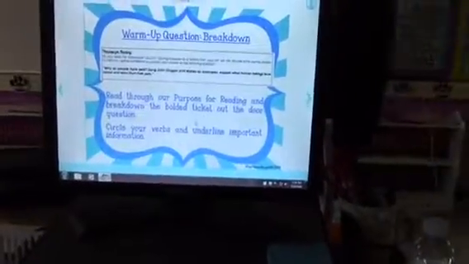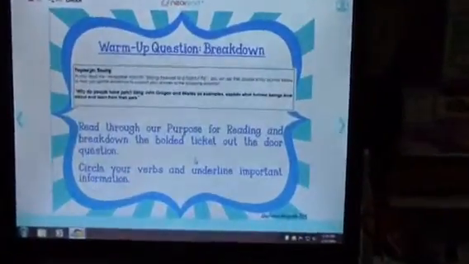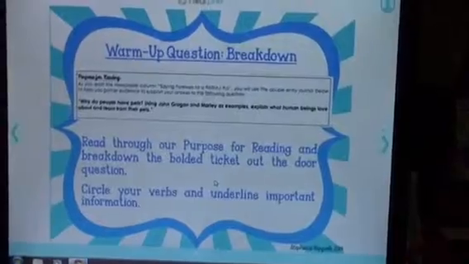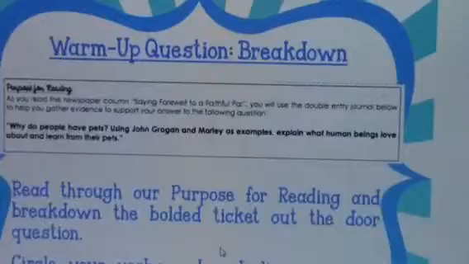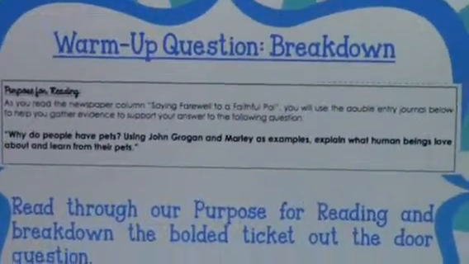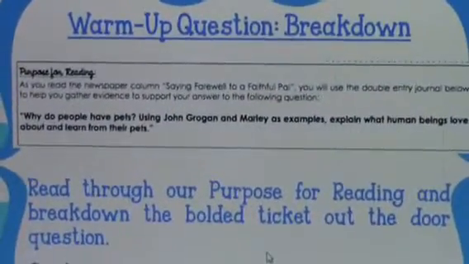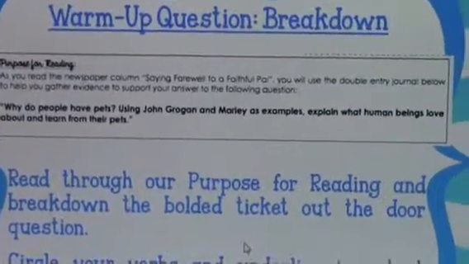What I want you to do, if you look on your worksheet, right below where you wrote your name, you have this box that says purpose for reading. I'm going to give you about a minute and a half. I want you to read through it and break it down. Circle your verbs, underline the important information. Because I want you to tell me, what are we doing? What is that purpose? What are we going to be looking for? We know we're looking for text evidence, but we need to know specifically what we're looking for. So go through. Remember, you circle your verbs, underline the important information.